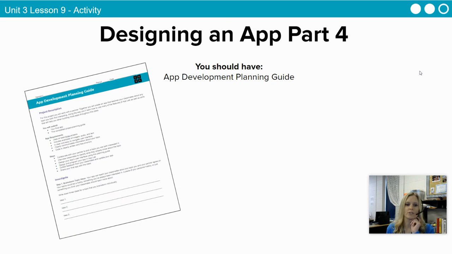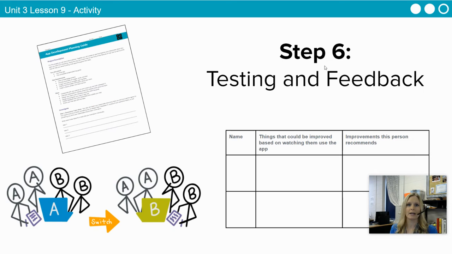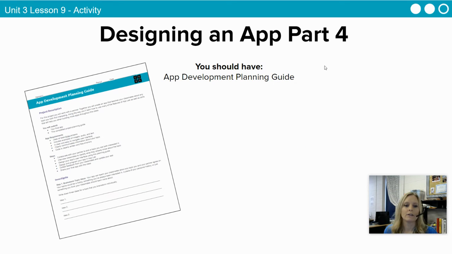So today we're going to keep working on our apps, but we're also going to be getting feedback from our classmates. Make sure that you have your app development planning guide again. And for the next however long you need, but probably around 25 minutes in actuality, you should work with your partner and use a version of pair programming to continue working on your app. And after that's done, you'll get feedback from another group.